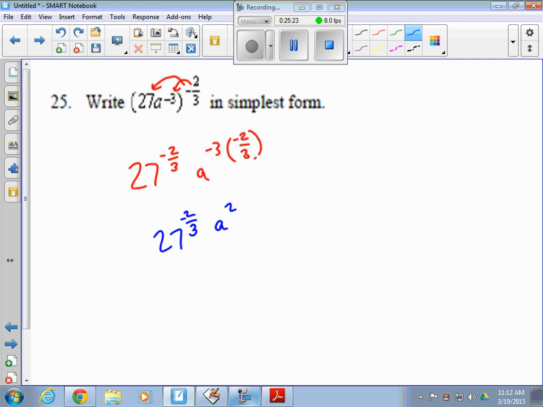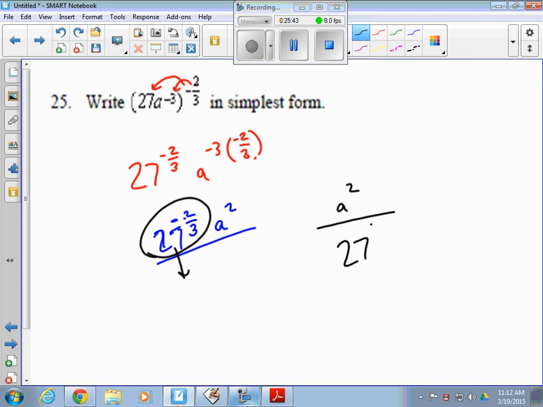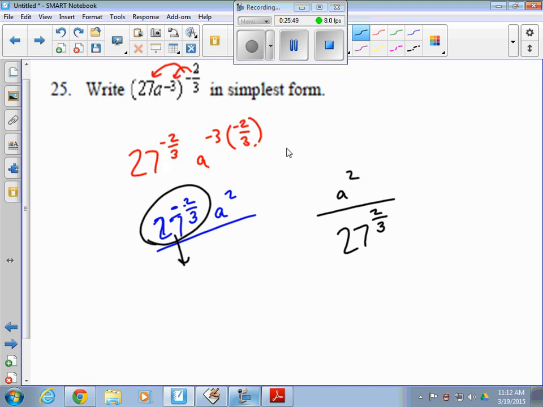Anytime you have a negative exponent, that tells you it's got to ride the elevator, it's got to go down. So this 27 is the only thing that's riding the elevator to go down. A squared is going to stay on top. 27 is going to come down and become to the positive 2/3. Again, the bottom number is the index. So rewrite it in radical form.